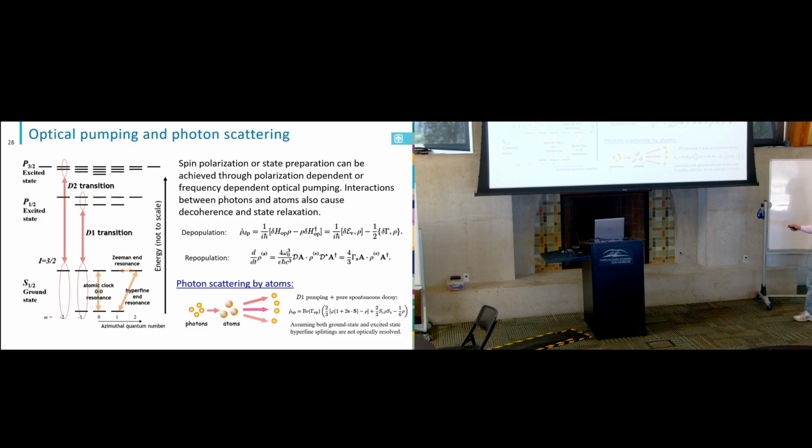And using these two, we can basically manipulate the state population or do any kind of state preparation, and also interrogate the signal. Again, for the density matrix formalism, it's written here, but I don't think I want to get into that. The point is, photons can cause random photon scattering, but can also introduce order into the internal atomic states. And that's what we call the optical pumping or the state preparation.